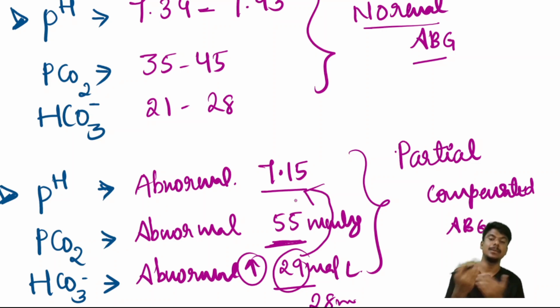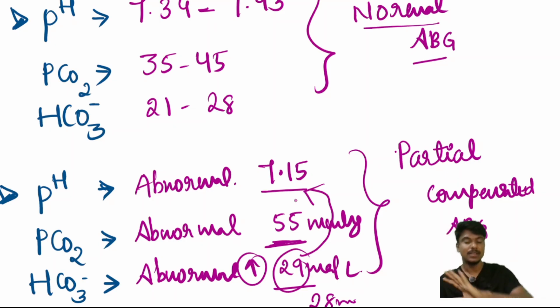Means your kidney is trying to compensate. How is it compensating? By increasing the bicarbonate levels, but your ABG is still abnormal. So this clear picture is indicating that there is partial compensation of ABG.